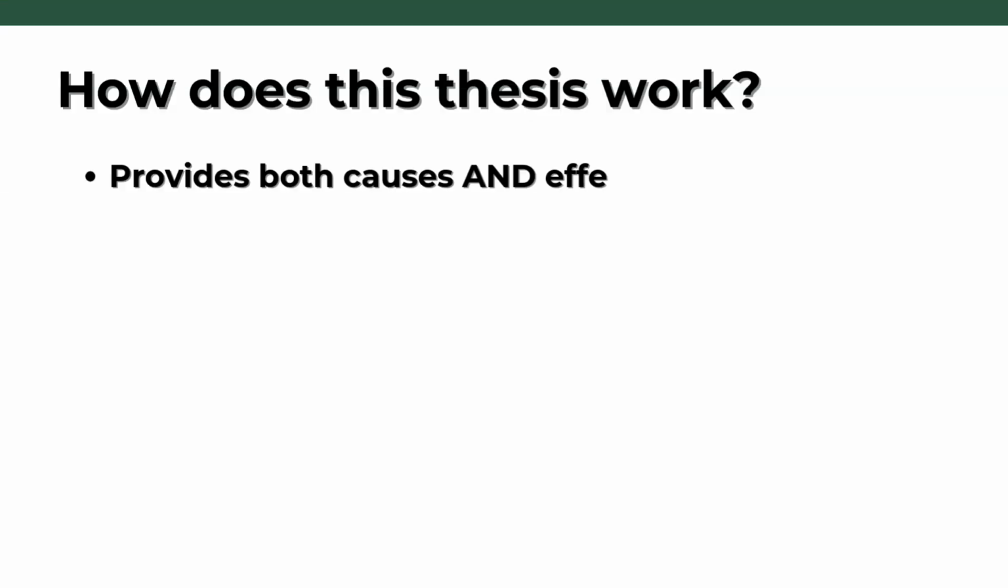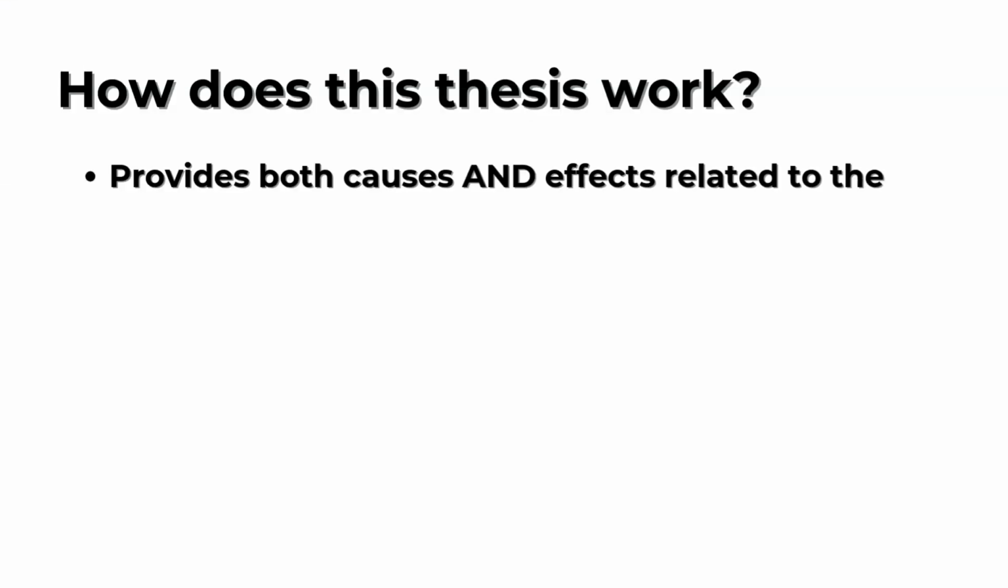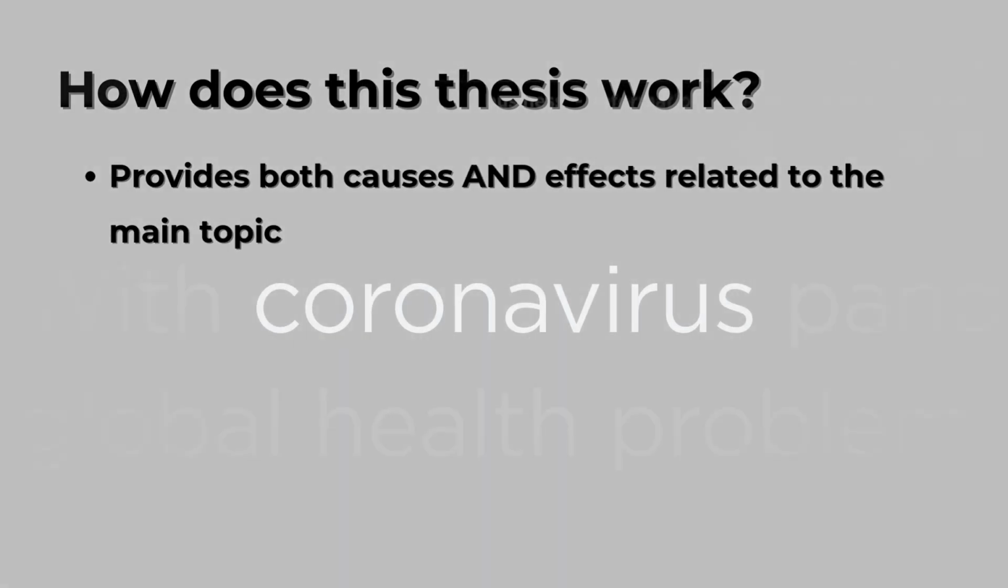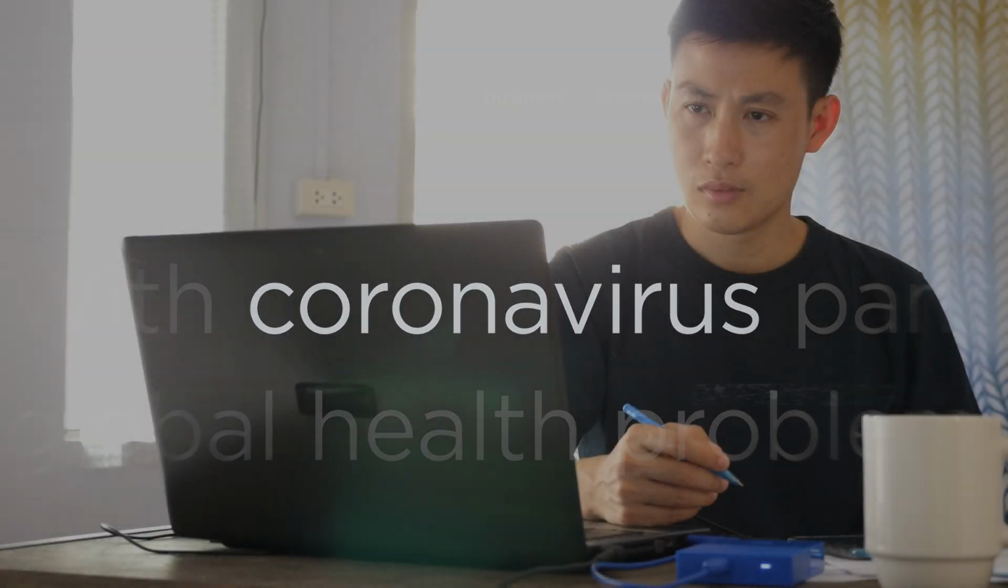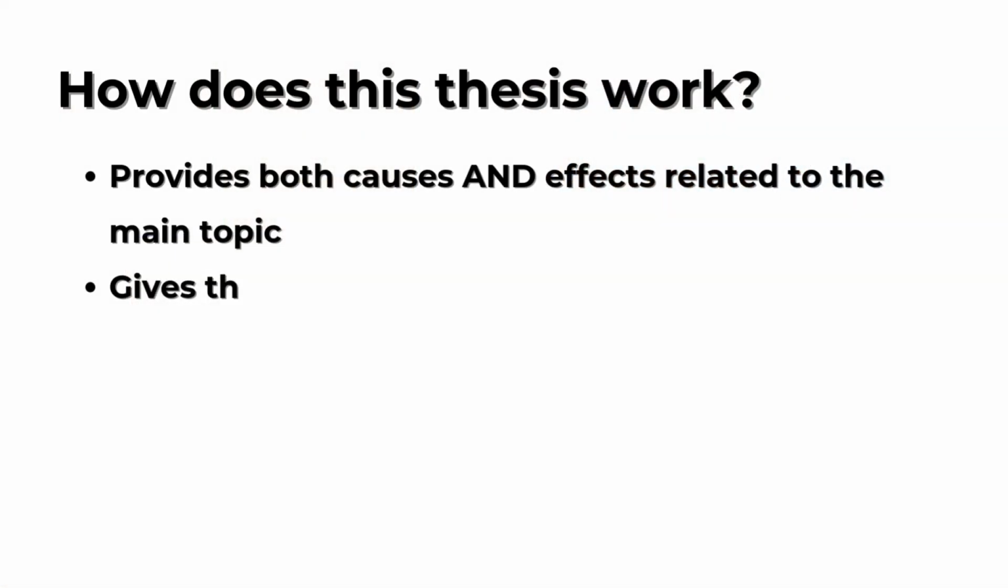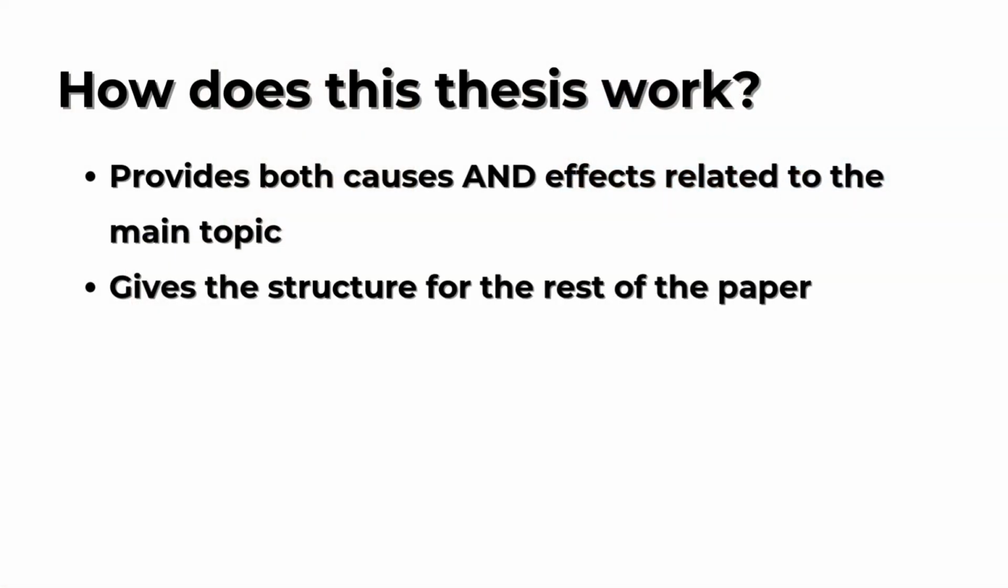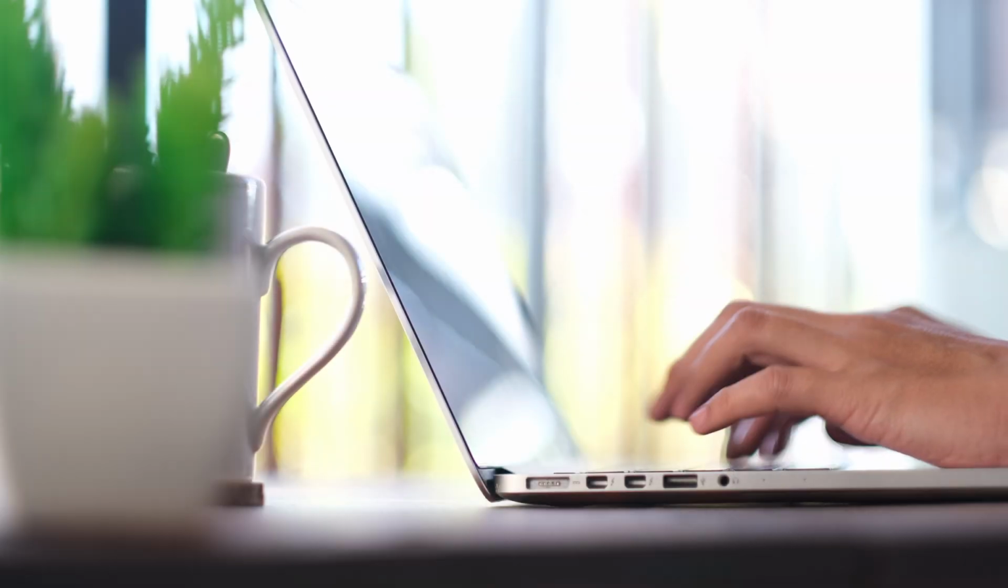So how does this thesis work exactly for this assignment? Well, it first provides both the causes and effects related to the main topic, which in this case was remote learning. Second, it gives the structure for the rest of the paper. From our thesis statement, our reader can infer that we're going to talk about first the causes for remote learning, and then explain how this remote learning affected students' educational experience.